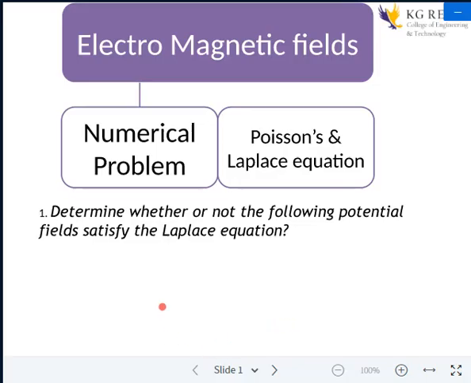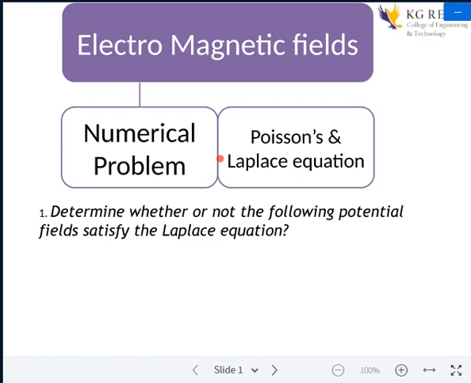Hello everyone. Welcome to the electromagnetic fields class. Today we are going to solve a numerical problem on Poisson's and Laplace's equation. Here is a question which I have given you: determine whether or not the following potential fields satisfy the Laplace equation.